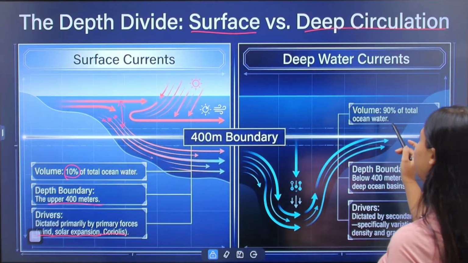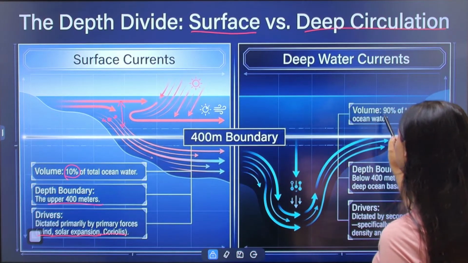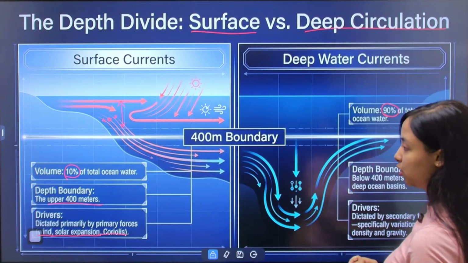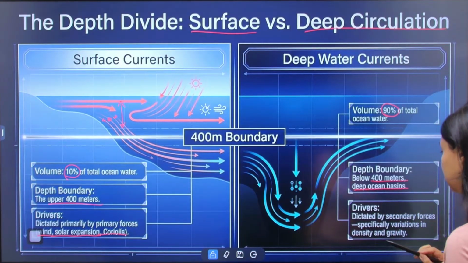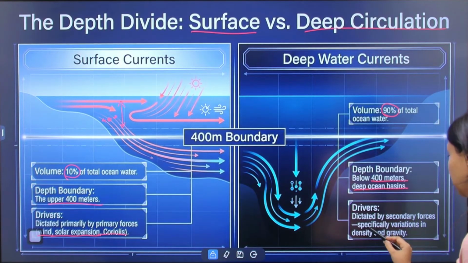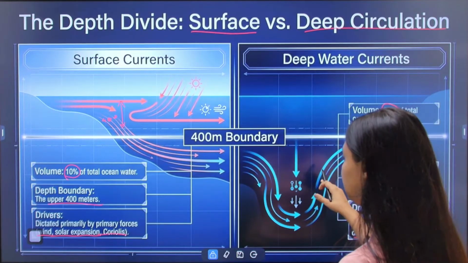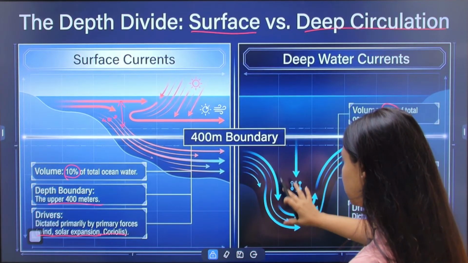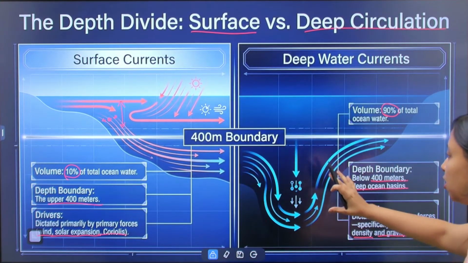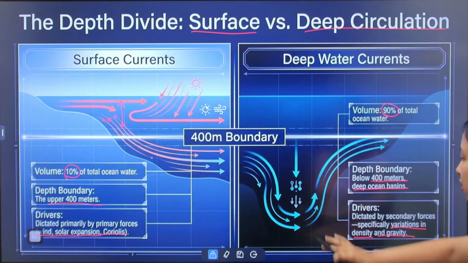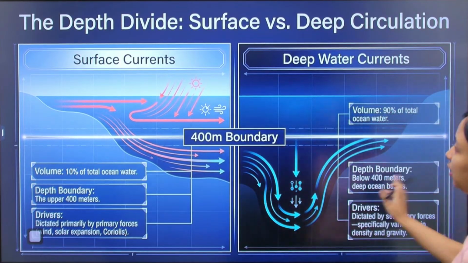Deep water currents, on the other hand, go much deeper in the ocean. They will include 90% of the total ocean water in their flow. Below 400 meters, there is a 400 meter boundary, deep ocean basins. What are the drivers? They are dictated by secondary forces, specifically variations in density and gravity. Because of variations in density, water that is located much deeper is more dense compared to the surface water, and gravity also works differently between the surface and the deep water. So these two drivers are majorly at work in the case of deep water currents.